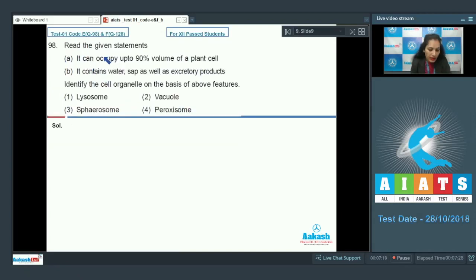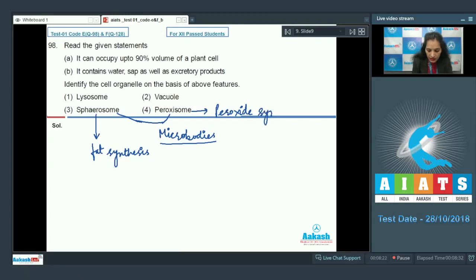Question number 98. Read the given statements. A, it can occupy up to 90% volume of a plant cell. B, it contains water, sap as well as excretory products. Identify the cell organelle on the basis of above features. First, lysosome, second, vacuole, third, spherosome, fourth, peroxisome. Both spherosome and the peroxisome are the microbodies. They are single membrane bound structures. Spherosomes help in fat synthesis, whereas peroxisome helps in peroxide synthesis. So these two options are ruled out.